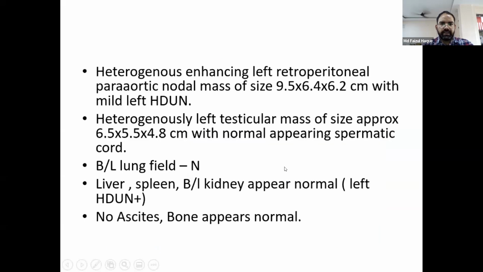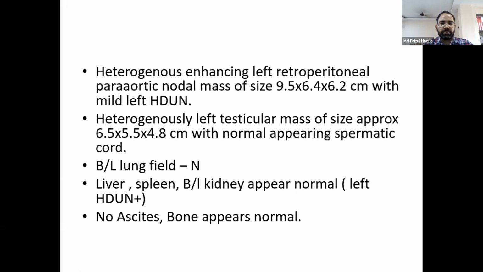Next slide. Heterogeneous enhancing left retroperitoneal para-aortic nodal mass of size 9 x 5 x 6.4 x 6.2 centimeter with mild left hydroureteronephrosis, and there is a heterogeneous left testicular mass, 6.5 x 5.5 x 4.8 centimeter, with normal appearing spermatic cord. The CT of the bilateral lung fields has been done, so it is normal. Liver, spleen, and bilateral kidney were normal except hydroureteronephrosis on the left side. Bilateral normal excreting kidney, no ascites, and bone appears normal.